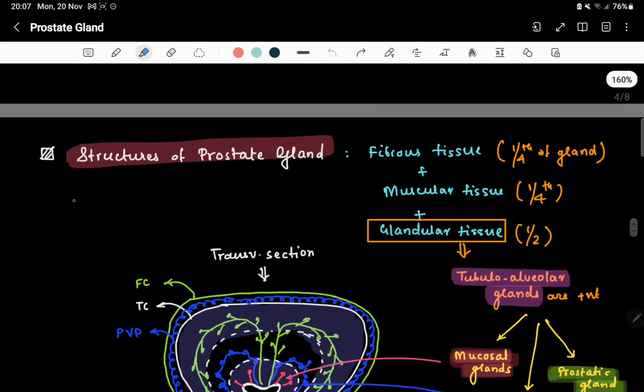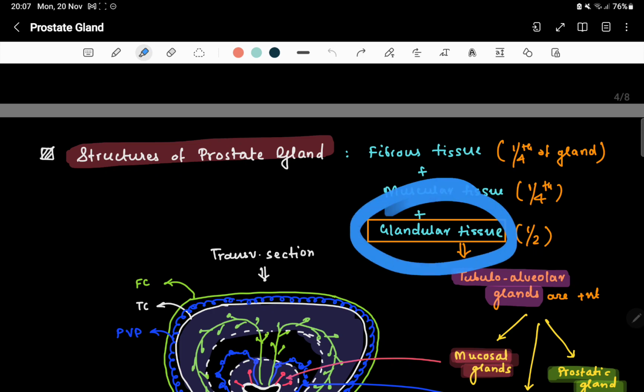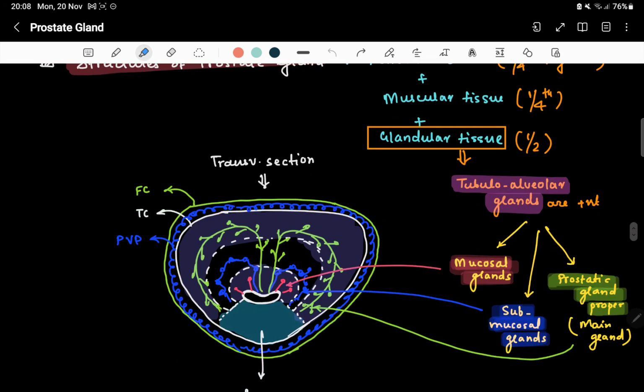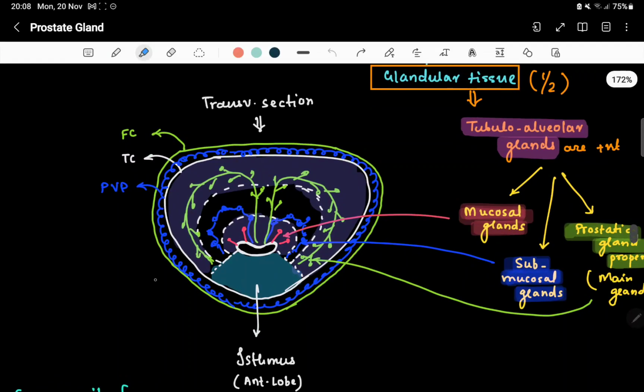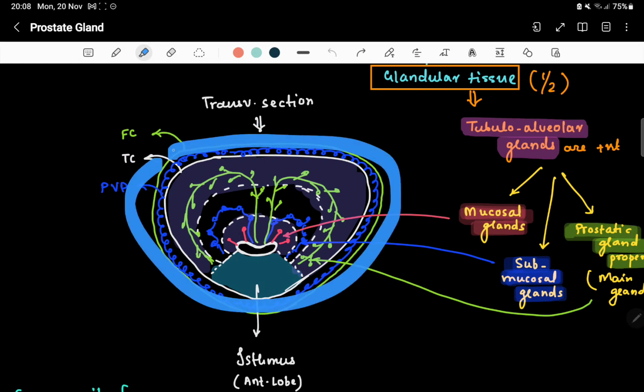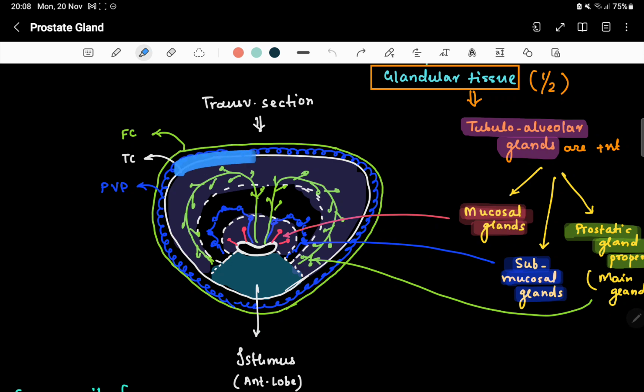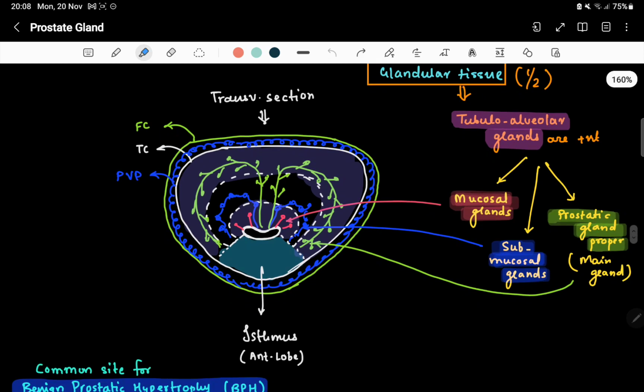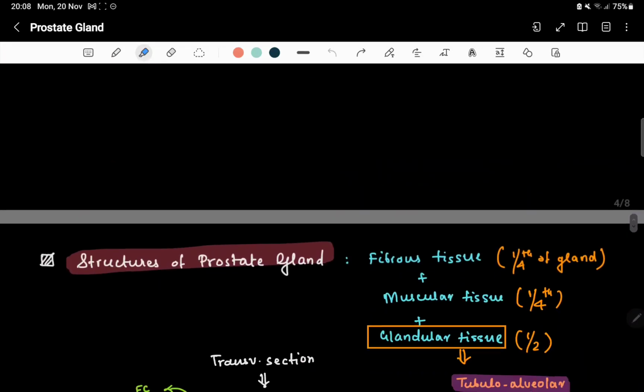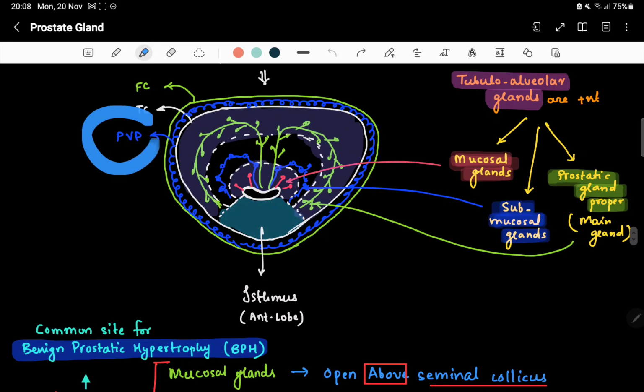Talking about the structures of the prostate gland, we have fibrous tissue in 1/4 of the gland, muscular tissue 1/4 of the gland, and glandular tissue half. So majorly it is formed of glandular tissue where tubulo-alveolar glands are present. You can just see this: this green part is the false capsule. This whole part is the true capsule, that is your gland's own stroma. And we have our PVP, that is the prostatic venous plexus.